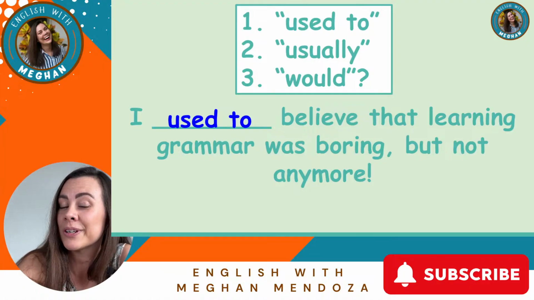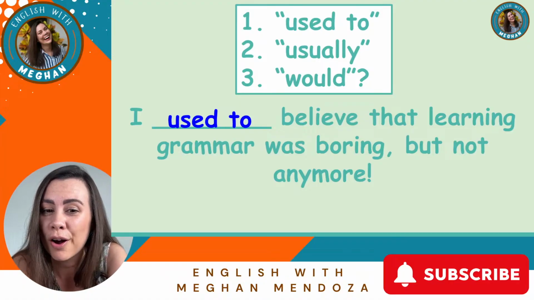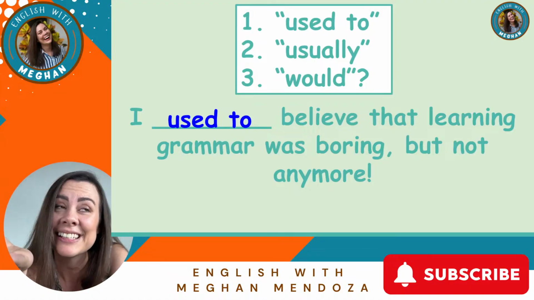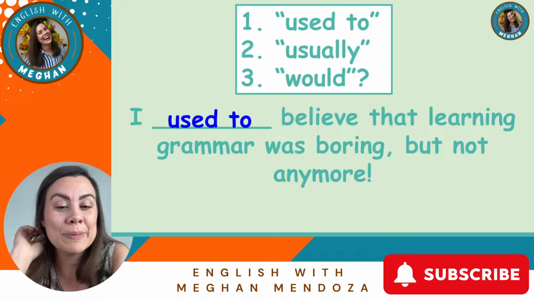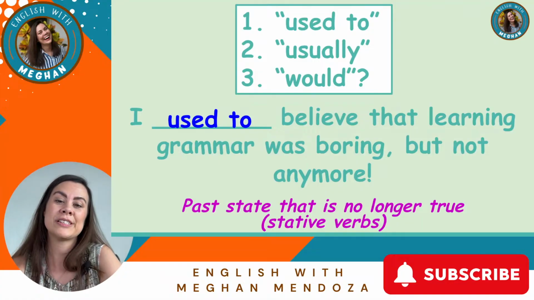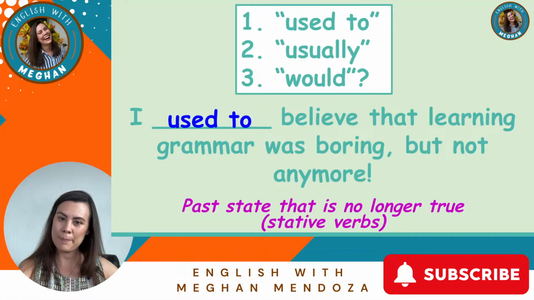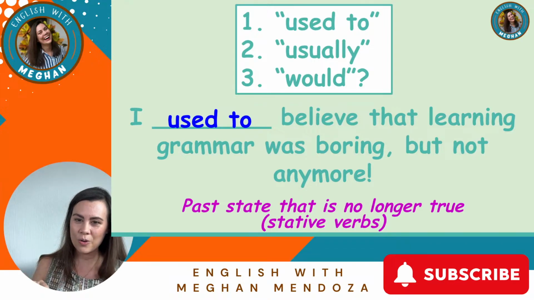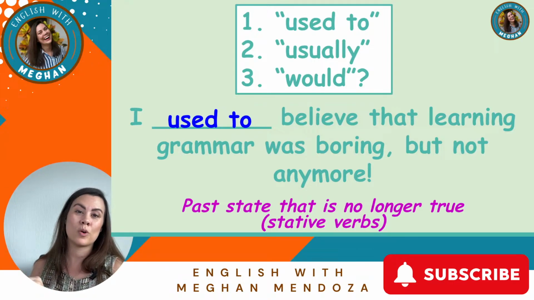It's for the same reason that you couldn't use would before. The reason is that it would just be too easy. No, because believe is a stative verb. So this is something that was in the past. Ugh, grammar is so boring. And now we said not anymore. That means now? No, not anymore.